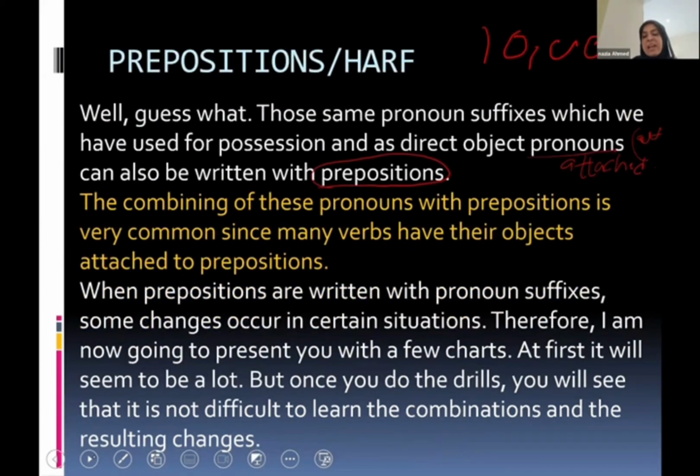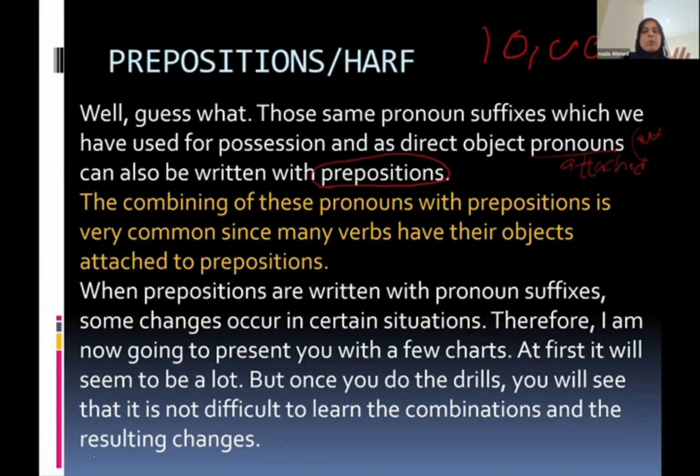Those same pronouns or suffixes which we have used for possession and as direct object pronouns can also be written with prepositions. Last week, you joined attached pronouns with the noun rab: rabbuhu, rabbuhum, rabbuhuma, rabbuka, rabbukum.